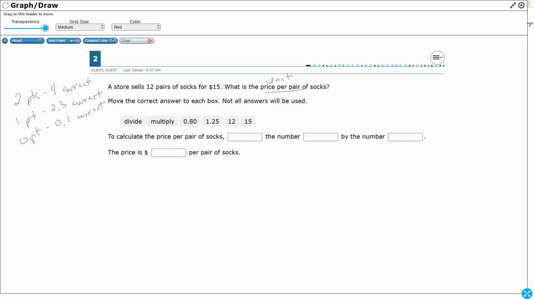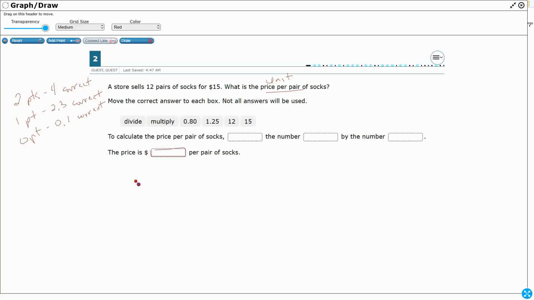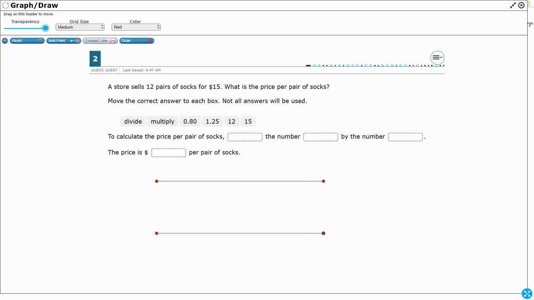Well, first, let's figure out what the price per pair of socks is, because we're going to have to figure that out. There's a lot of different ways to do that. There's a really fast way to do it. I'm going to show you a visual way to do it in case you're not sure of how to solve this. So I'm going to draw two different lines. All right, let's draw again. Let's get them straight. There we go. All right, this is going to be my double number line.